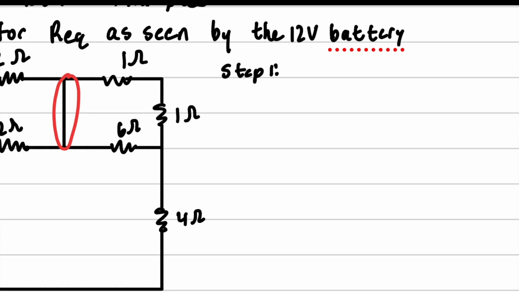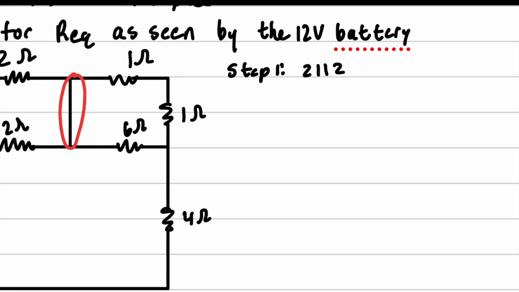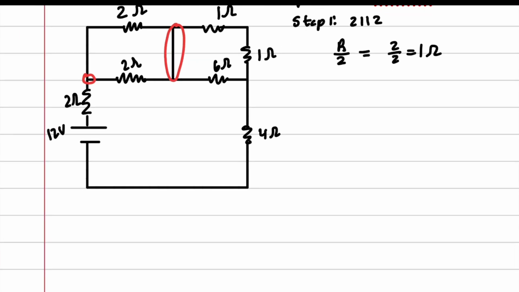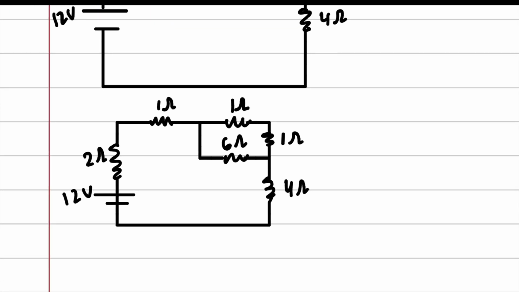Okay, so step 1. So we're going to say 2 and 2 are parallel, and this is the symbol for parallel right here. It's just 2 lines. And we know that they're the same, so we can use our little cheat, R over 2. So 2 over 2 equals 1 ohm. And redrawing this circuit, we get this new circuit right here. So what is the next easy thing that we can do?